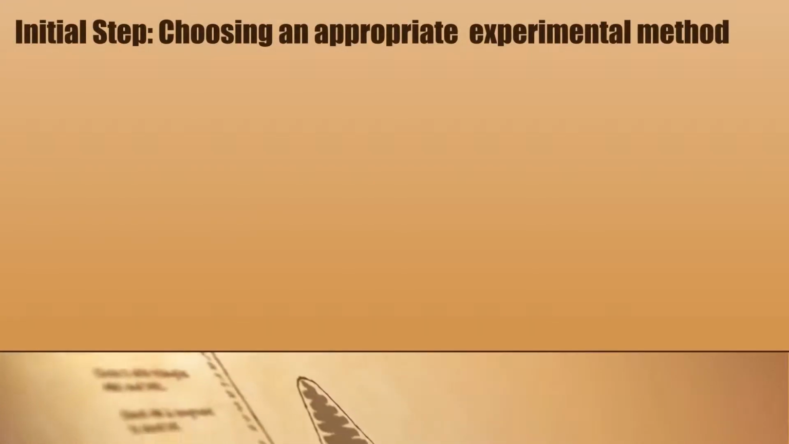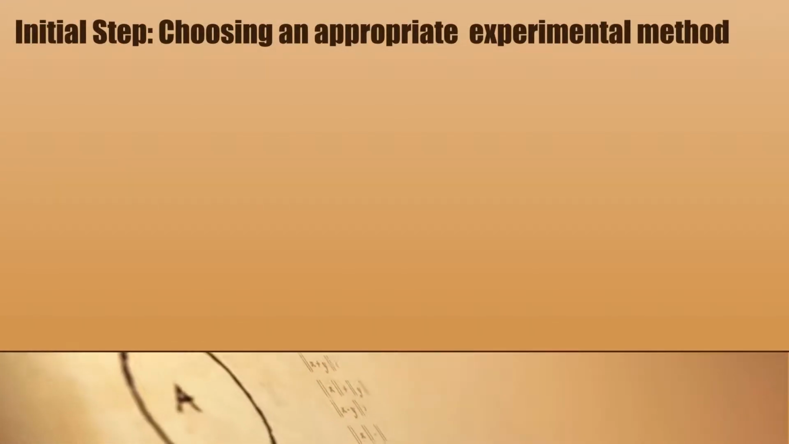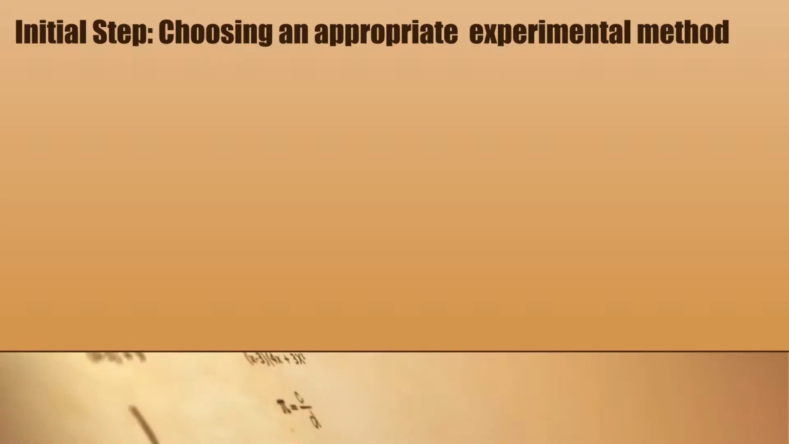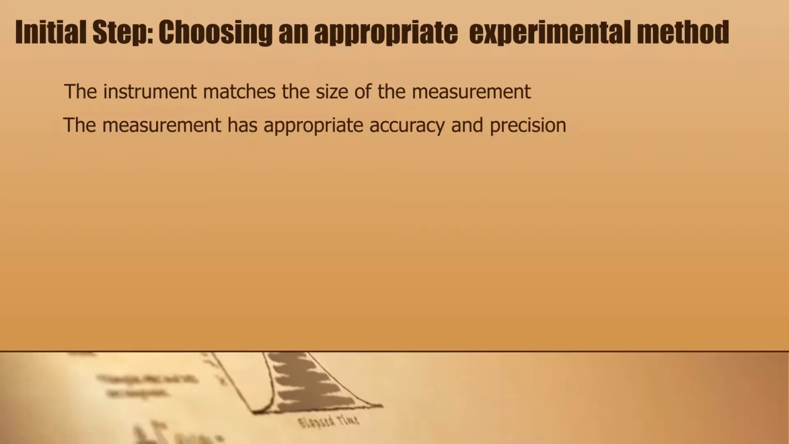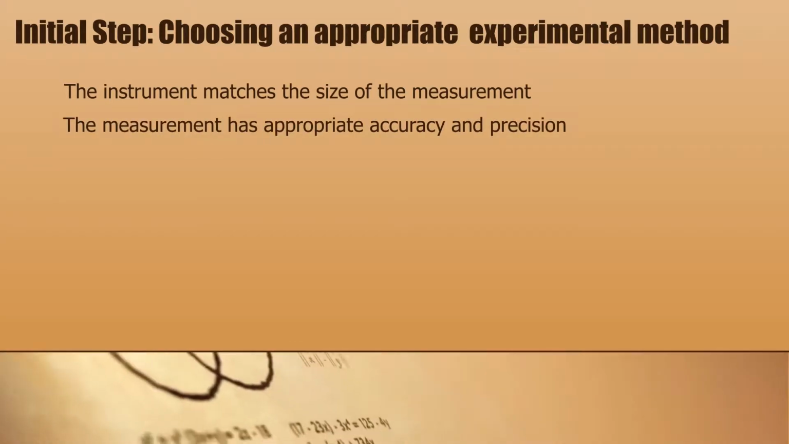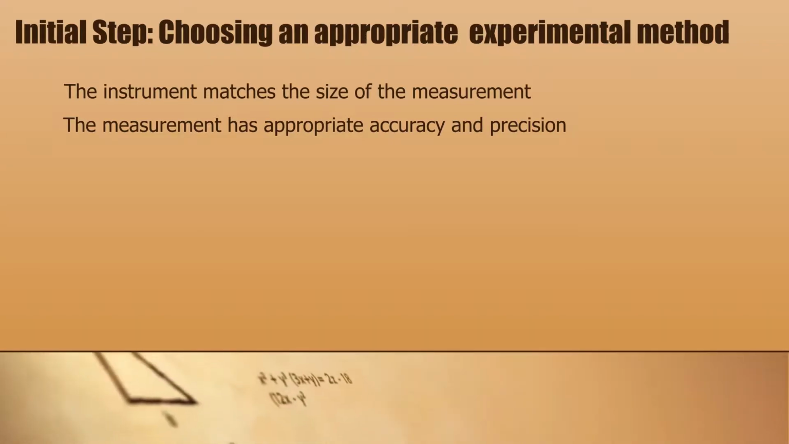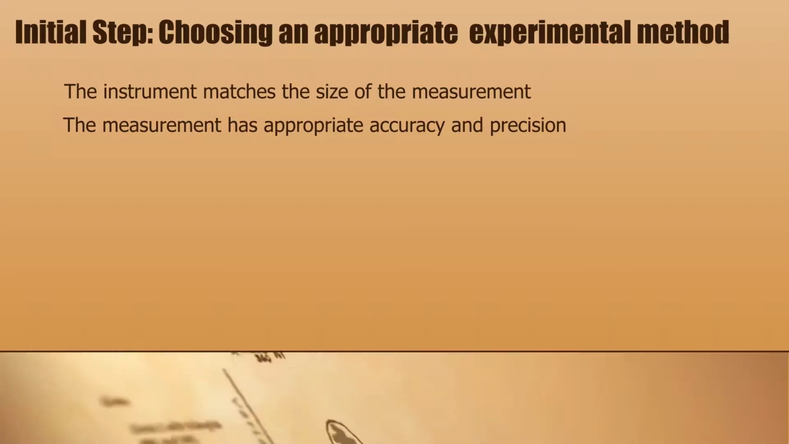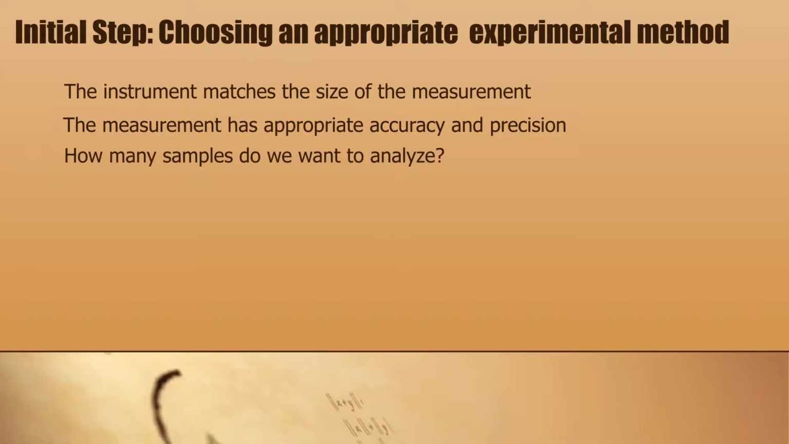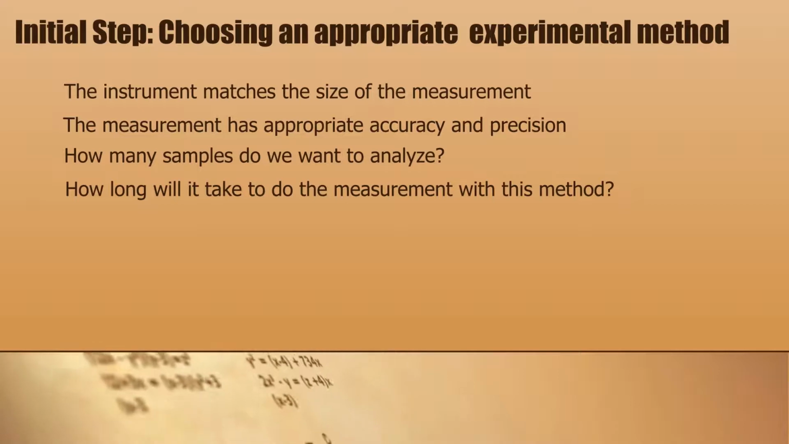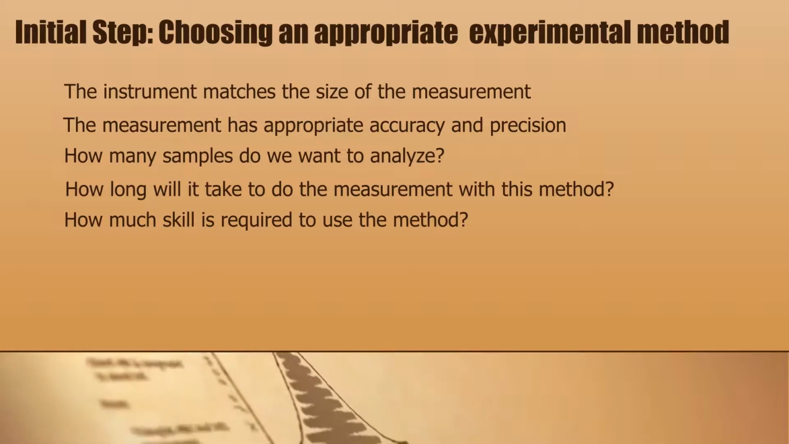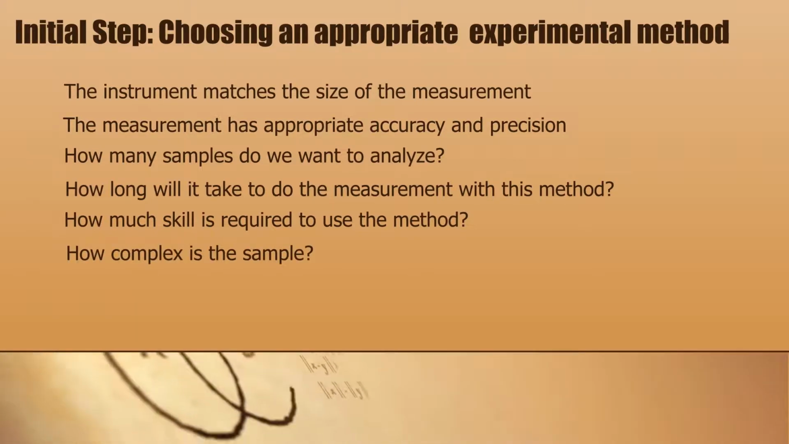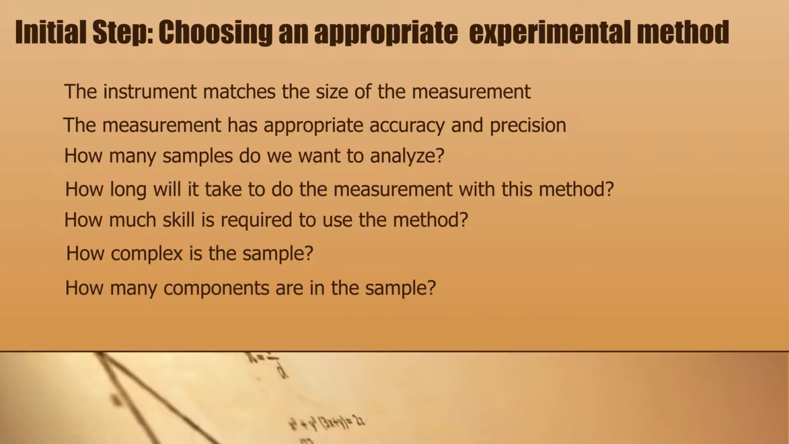We started our discussion about measurements by describing the initial step, which was to first choose an appropriate experimental method. In making this decision, we first thought about an instrument that would match the size of the measurement, and we also wanted to find a measurement that would have the appropriate accuracy and precision. Other factors considered in choosing a method included: how many samples did we want to analyze? How long would it take to do the measurement with this method? How much skill was required to use the method? How complex was the sample? And how many components were in the sample?